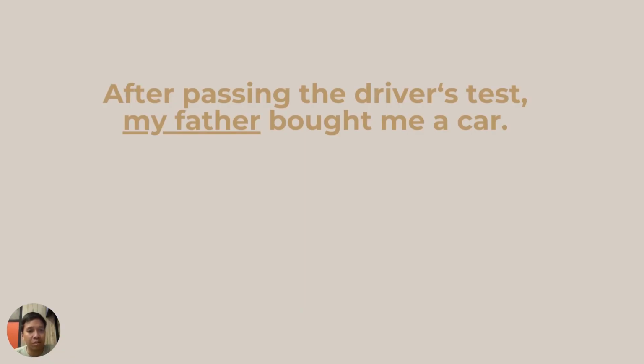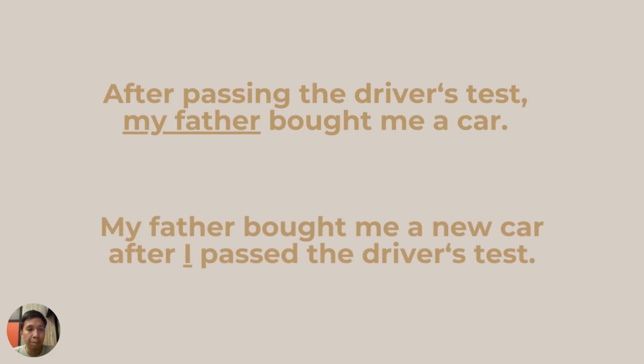I'll show you an example. After passing the driver's test, my father bought me a car. Dito, medyo magulo kasi sino ba yung nag-pass ng test, di ba? Siyempre, si reader, medyo obvious naman na hindi si Papa. So gagawin natin my father bought me a new car after I passed the driver's test. So medyo mas clear siya. So in general rule is that we place the modifier nearest to the word it modifies.